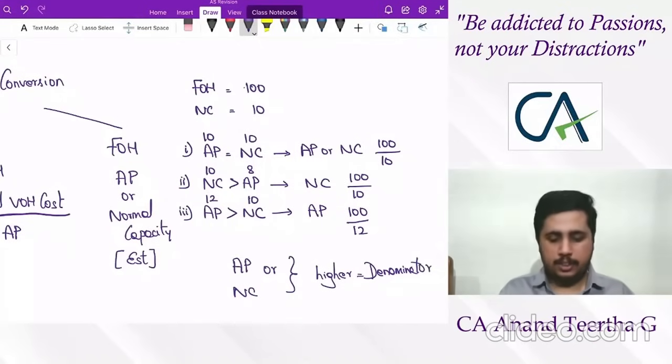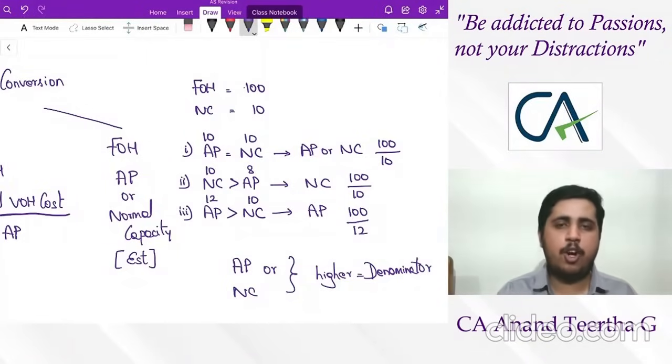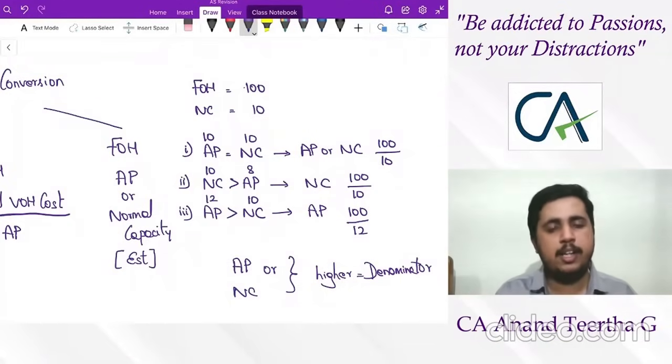I hope it is understood. Just look into it. Every time I take a denominator, whichever is higher is considered. So if normal capacity is more than actual production, the denominator is NC, normal capacity. If AP is more than NC, the denominator is AP. So, whichever is higher.